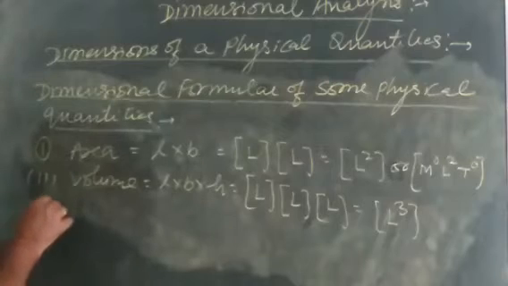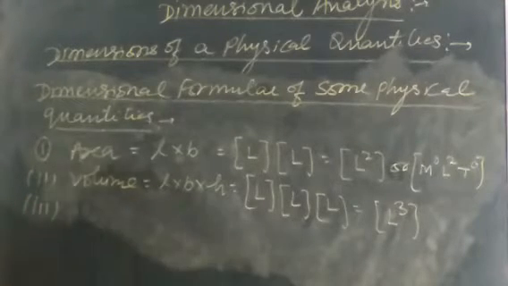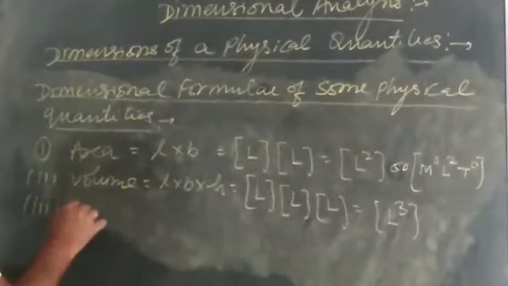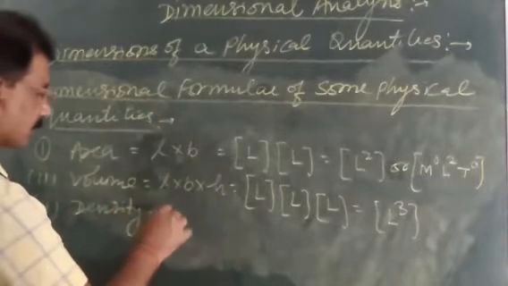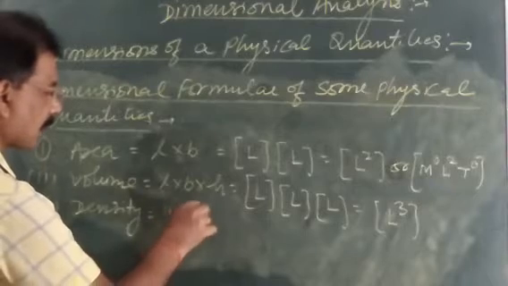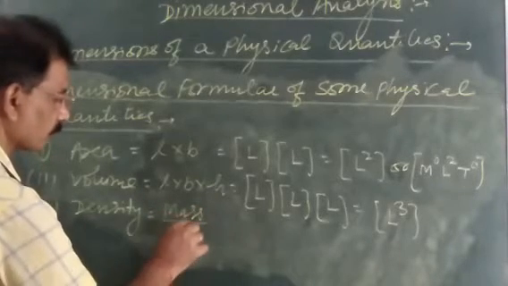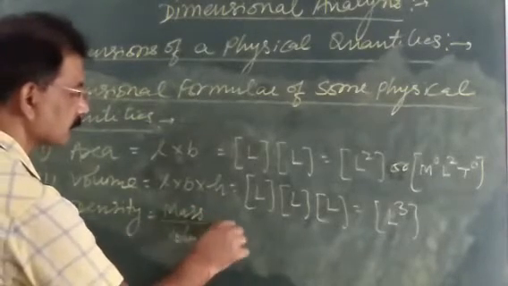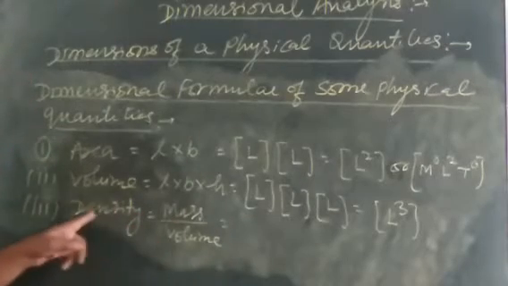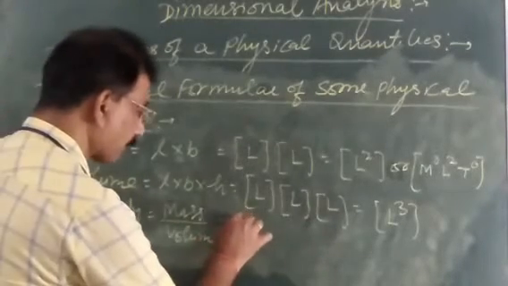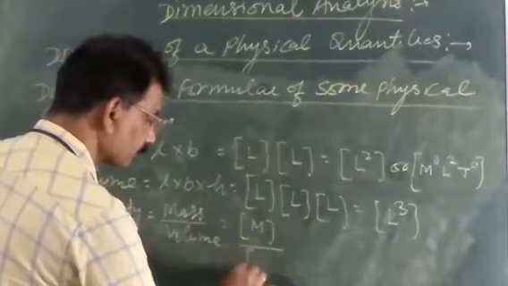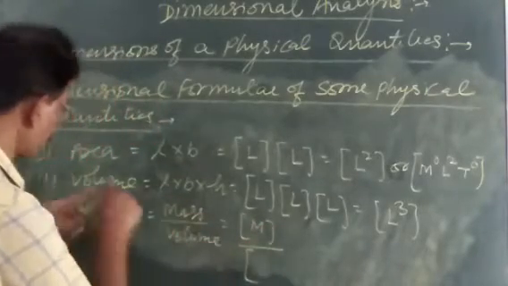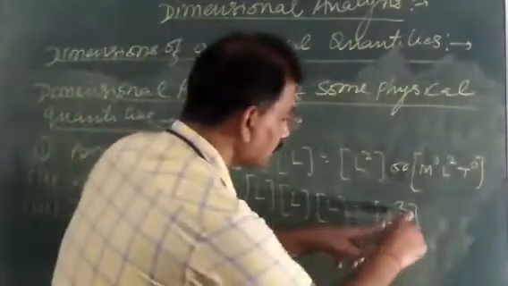Suppose third, suppose density. All of you know the formula: density is equal to mass upon volume. And when you write the dimension of density, for mass you will write capital M. And already you know for volume, the dimension is L to the power 3.